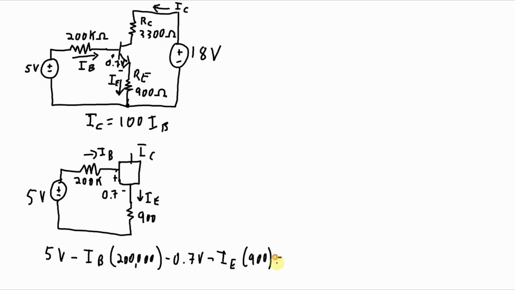And that brings us down to 0. Now, we know that IC is equal to 100 IB. And look at IE. IE will be the sum of IB plus IC. We've got an application of Kirchoff's current law right here. 2 currents into this junction, IB and IC, and 1 current out. So IE is equal to IC plus IB.